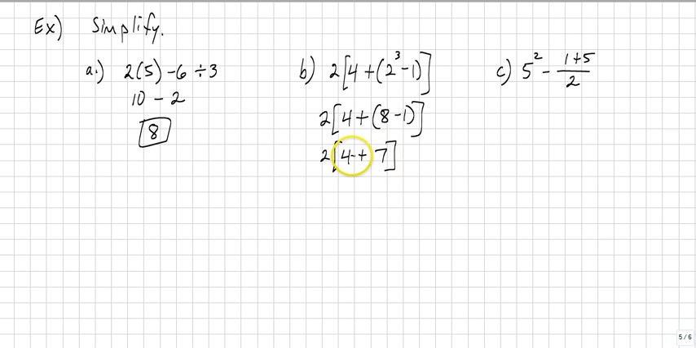And then we do the bracket. So inside the bracket, 4 plus 7 is 11. And then we can lastly do the multiplication and get 22.